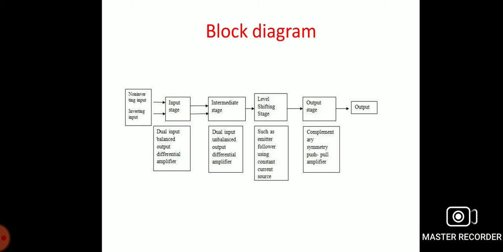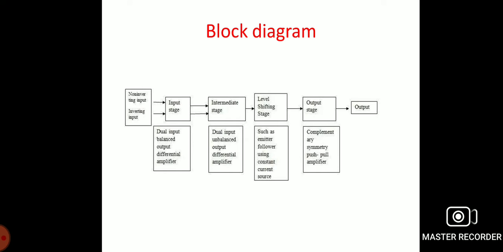Now we can see the block diagram. In this block diagram, the non-inverting and inverting input terminals of the op-amp feed the input stage, then the intermediate stage, the level shifting stage and the output stage, and the output will be the operational amplifier output. The input stage is a dual input balanced output differential amplifier. One of the inputs is an inverting input, and another is a non-inverting input.